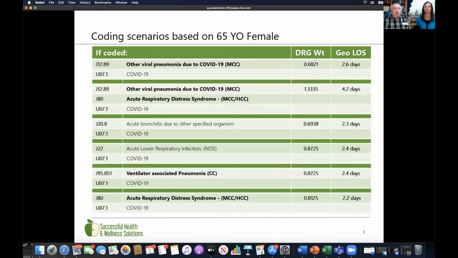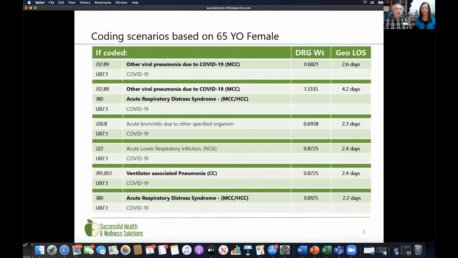Okay, so we now will present some coding scenarios based on a 65-year-old female, and I'm going to let Carrie talk you through this slide. So with the crisis going on now in the United States, we wanted to begin by looking at some of the different scenarios that we may see in the hospital setting.